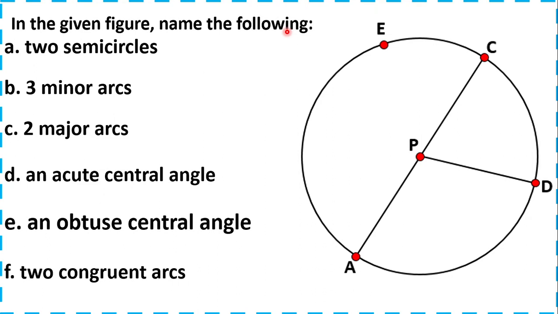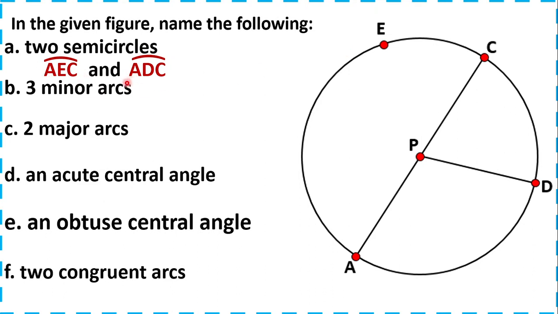Two semicircles: the 2 semicircles found in the circle. To name a semicircle, we have to use 3 points on a circle. So, we have arc AEC. This is a semicircle. And also, arc ADC is a semicircle. So the 2 arcs are semicircles.